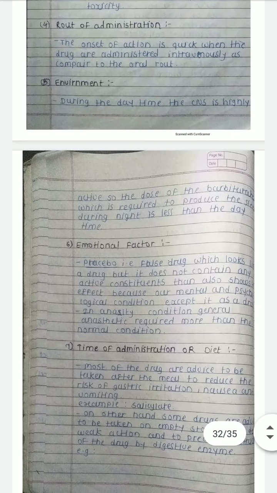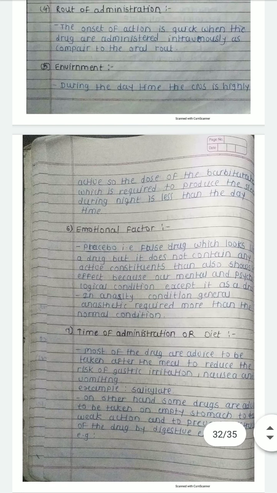Next is the route of administration. As we know, the onset of action is very quick for drugs administered intravenously as compared to the oral route. If you give the drug by the IV route, it will always show faster action as compared to the oral route, because with the oral route the drugs get degraded, but with IV the drug goes directly into your systemic circulation.